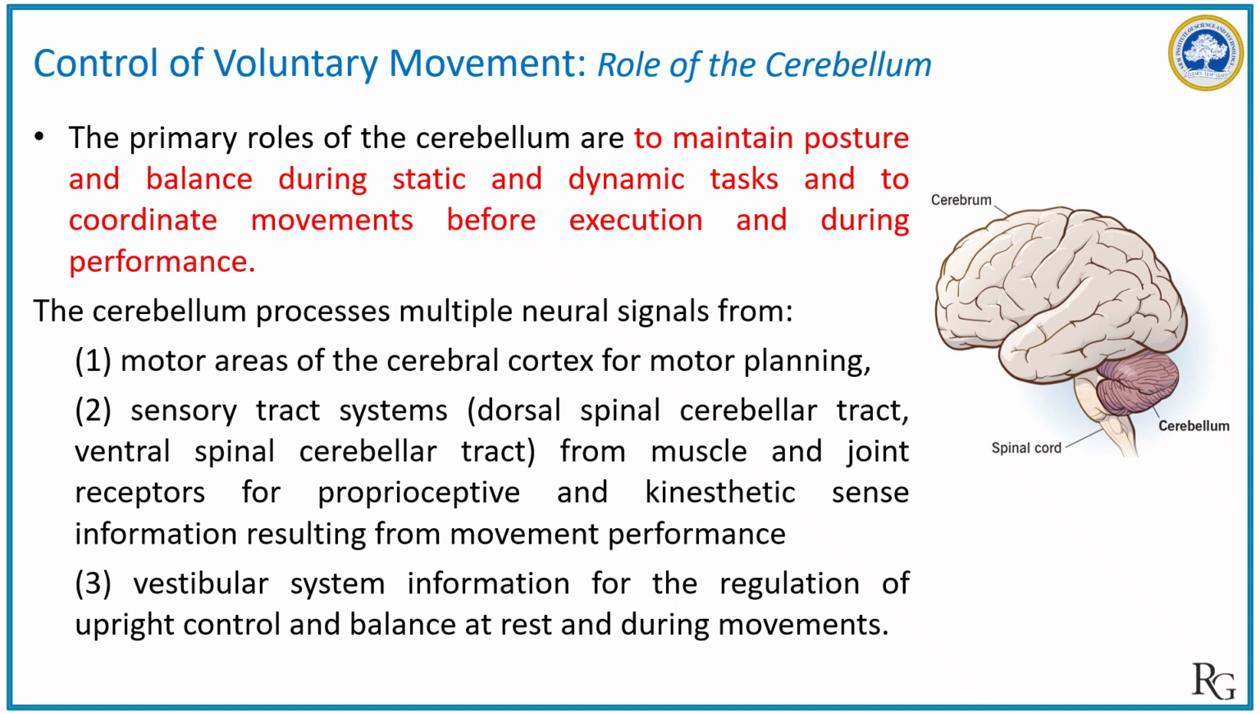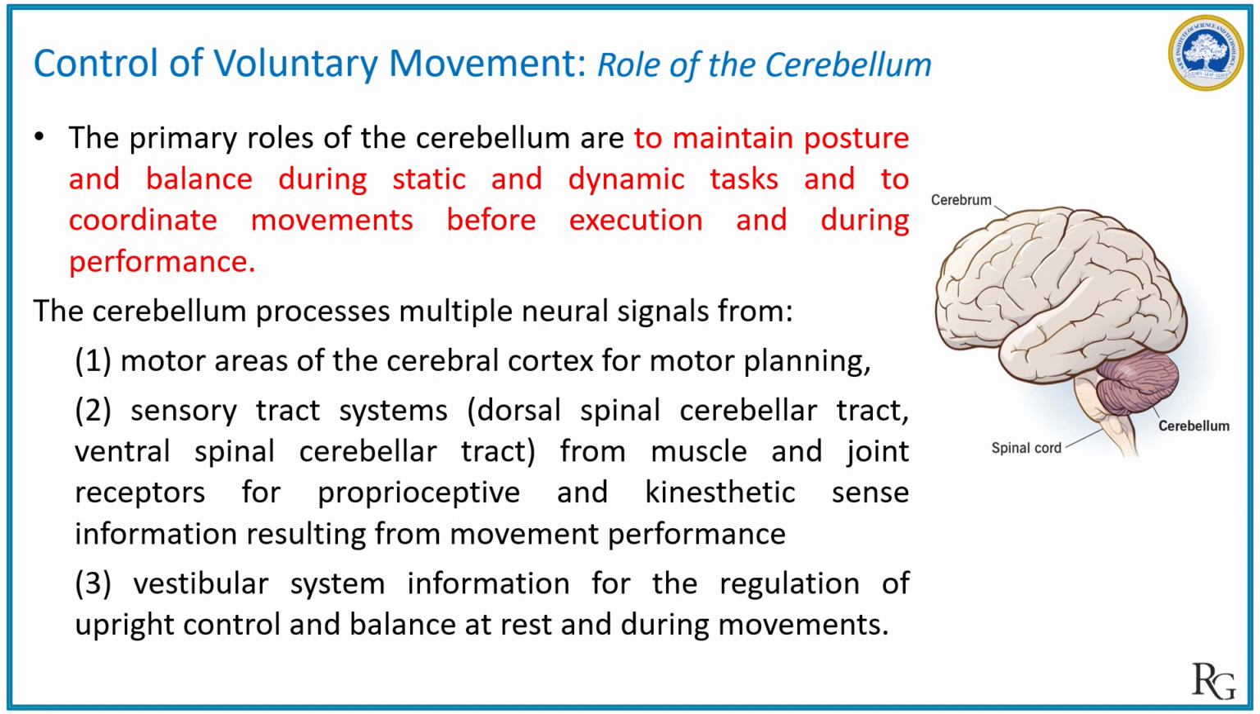In addition, the cerebellum helps coordinate movements not just during their execution, but even before they begin, fine tuning the motor plan for accuracy. To perform these functions, the cerebellum continuously processes a vast amount of information. First, it receives input from the motor area of the cerebral cortex, which provides details about the planned movement. Second, it integrates proprioceptive and kinesthetic information from the muscles and the joints.